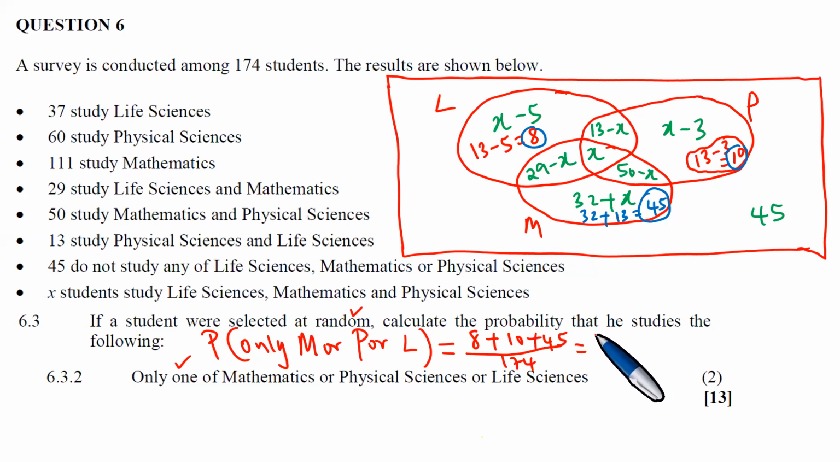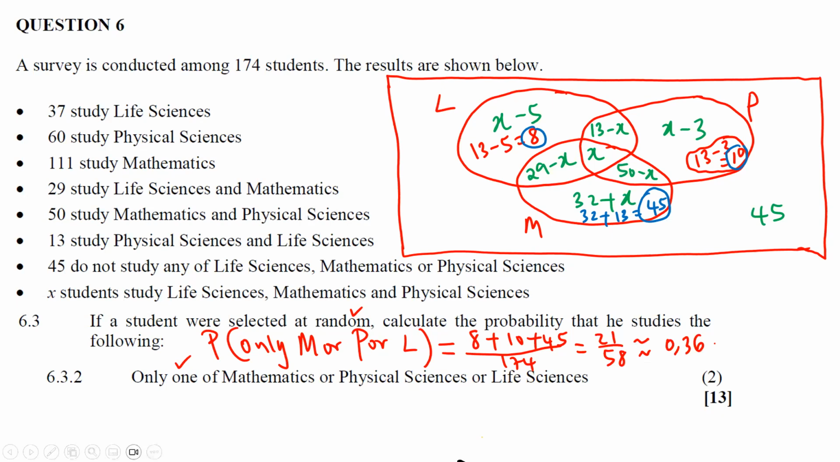And this is exactly 21 divided by 58. If you use your calculator, this is approximately 0.36. Just use the calculator to get the decimal. So check that: 21 divided by 58, and the answer is approximately 0.36.